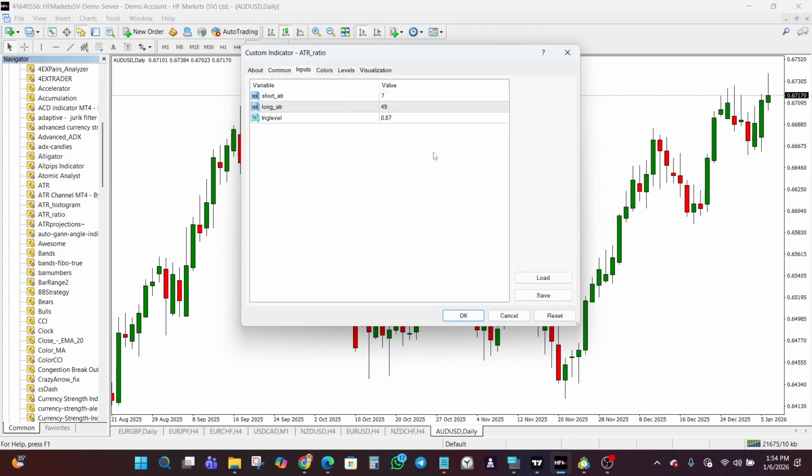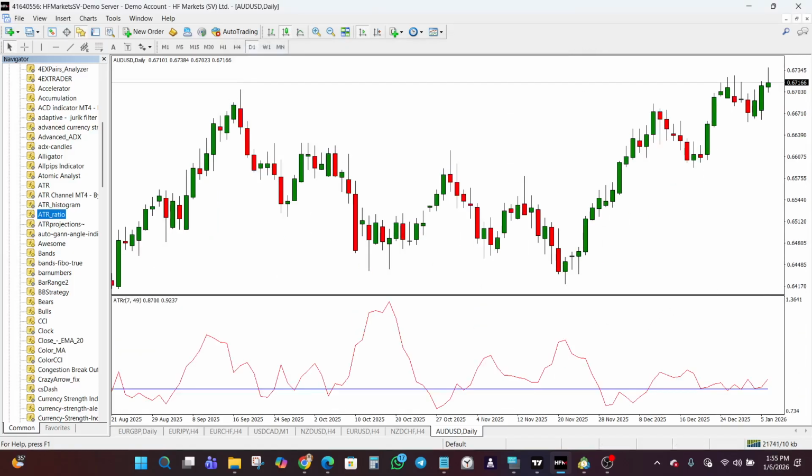As for the inputs, you can see the three customizable settings that we have here. This is for the short ATR, the long ATR, and the trig level, right? Depending on how you want the indicator to function, how you want it to respond to price changes, you can modify these values, okay? So basically, this indicator helps you to optimize your volatility analysis.